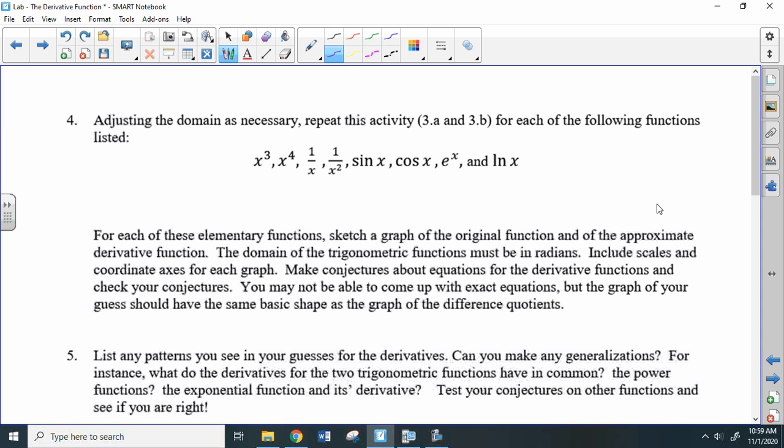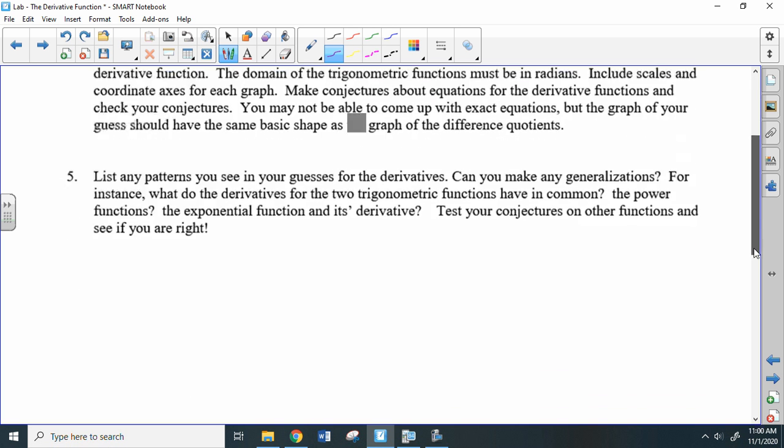So I need to see two graphs, the original and the derivative, for x squared, x cubed, x to the fourth, 1 over x squared, sine of x, cosine of x, e to the x, and ln of x. So that's 9 sets of graphs, plus some sort of written, even if it's like a bulleted list of patterns you might have seen or generalizations you think you can make. And if you think there is some sort of pattern, take the time to see if it works for other similar functions. Test your conjectures and see if you're right.